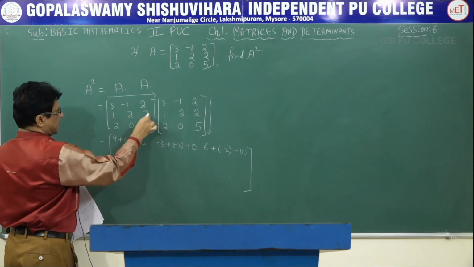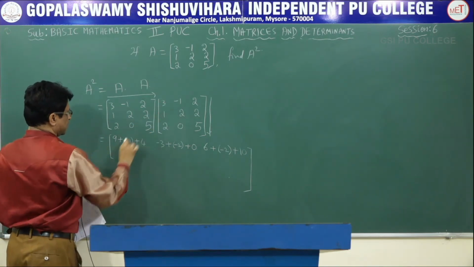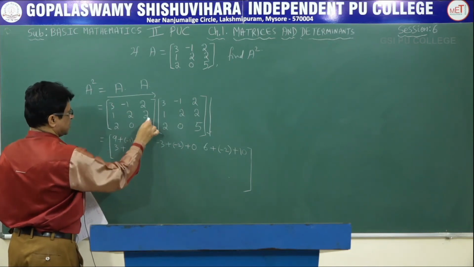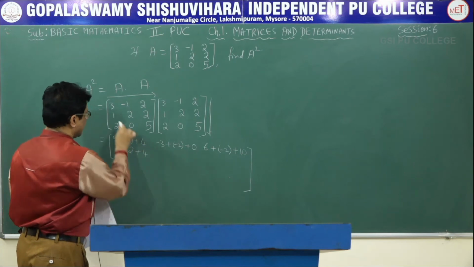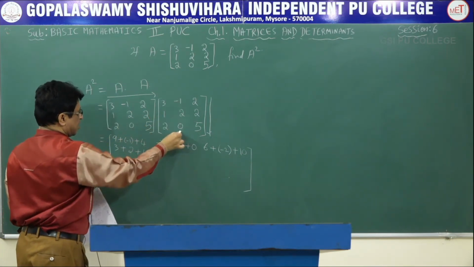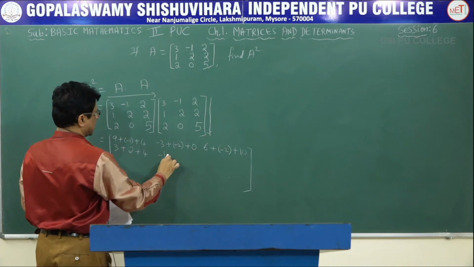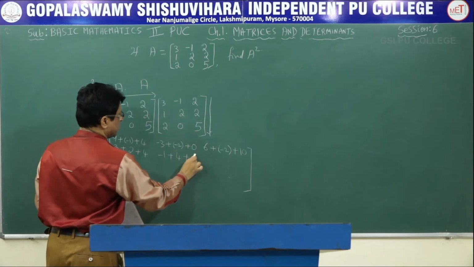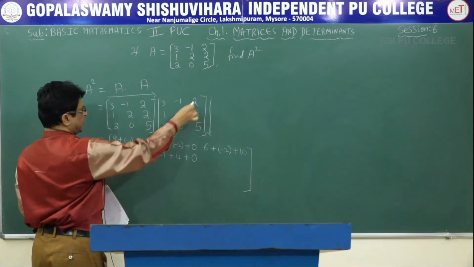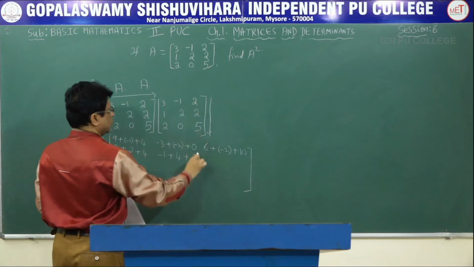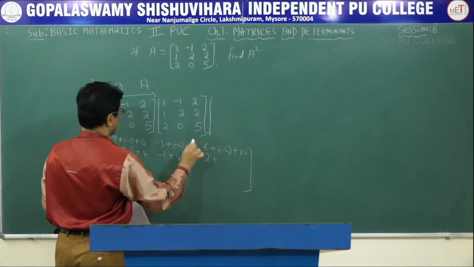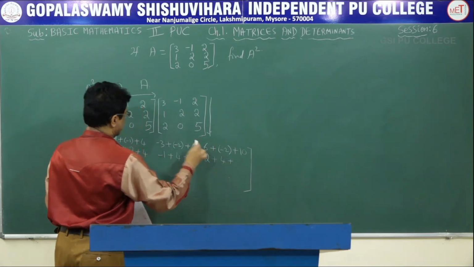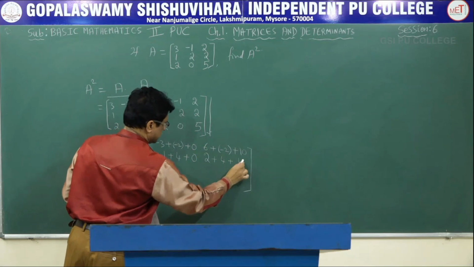Next row, second row into first column: 1 into 3, 3, plus 2 into 1, 2, plus 2 into 2, 4. Next, second row into second column: 1 into minus 1, minus 1, plus 2 into 2, 4, plus 2 into 0, 0. Next, second row into third column: 1 into 2, 2, plus 2 into 2, 4, plus 2 into 5, 10.